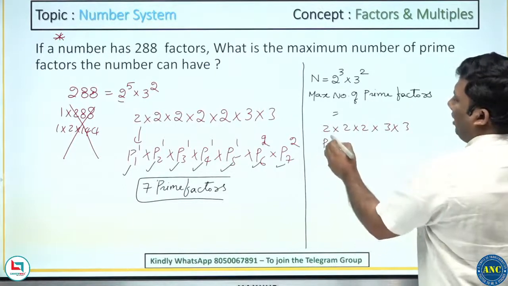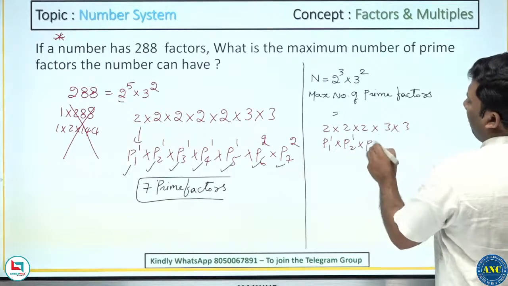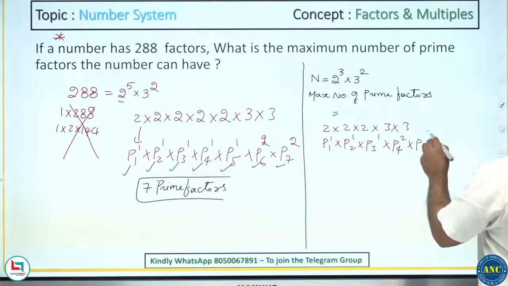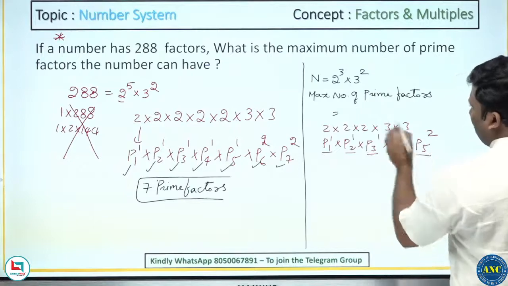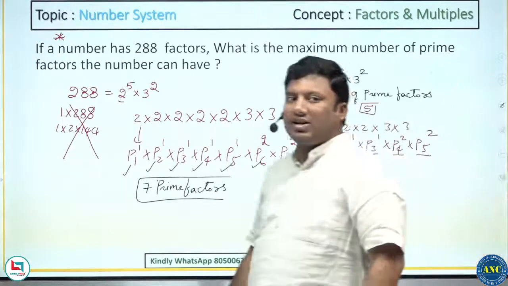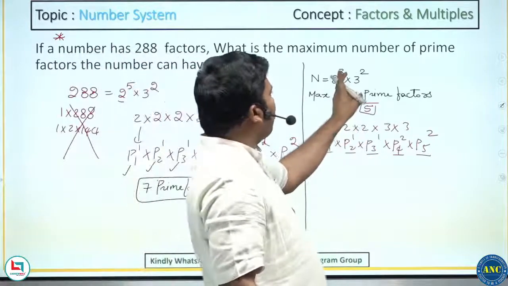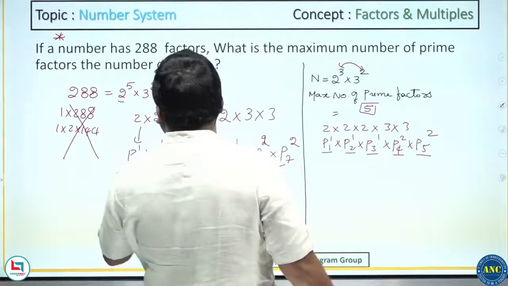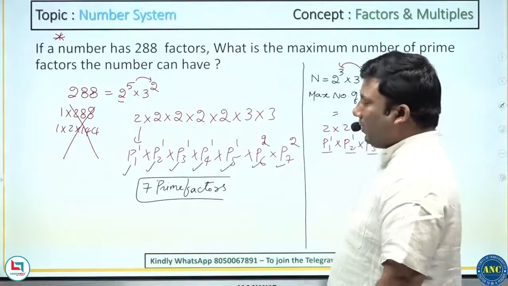So this will be P1 power 1, P2 power 1, P3 power 1, P4 power 2 and P5 power 2. What is the maximum number of prime factors it can have? Totally the answer is 5. Now if you observe, 5 is nothing but the sum of the powers, 3 plus 2. Yes or no? 7 is nothing but the sum of the powers, which is 5 plus 2.